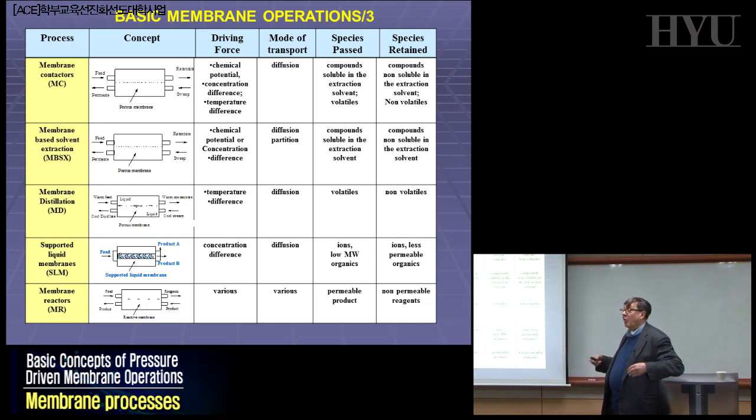The membrane is only optimizing, realizing at best a contact between a liquid phase and a gas phase, between two different liquid phases that we want to mix, between one gas and one liquid, etc., just as a contact, as the term is giving. So in this case, the driving force is the chemical potential, or the concentration difference, or the temperature difference, as in membrane distillation, for example. The mode of transport is diffusion. The species that pass are compounds soluble in the extraction solvent, or the volatile, for example. The ones not soluble, the ones not volatile, are the ones that stay on the retentate side.